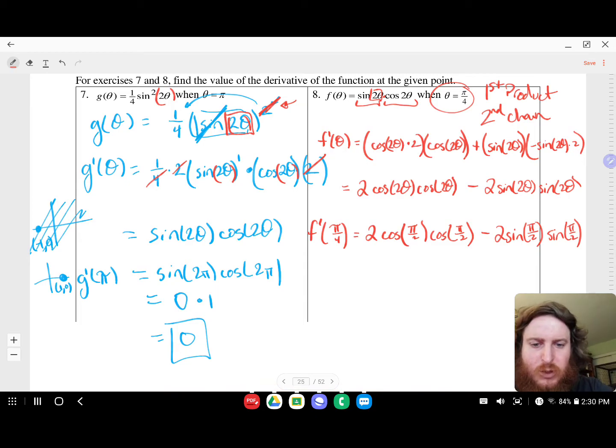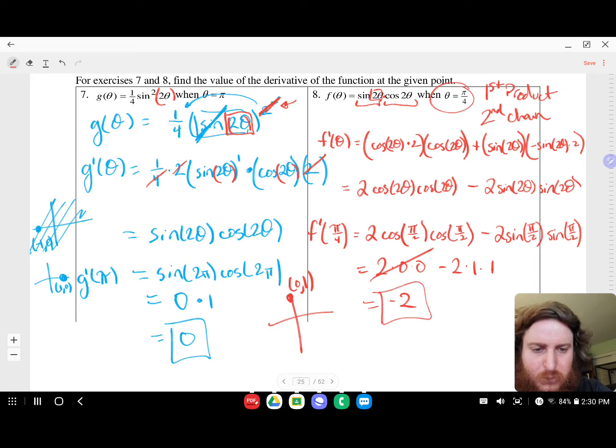So at pi over 2 on our unit circle, that's up here, that's at 0, 1. So the cosines are going to be 0, 2 times 0 times 0, that all goes to 0, minus 2 times 1, so we end up with negative 2. Okay, moving on.